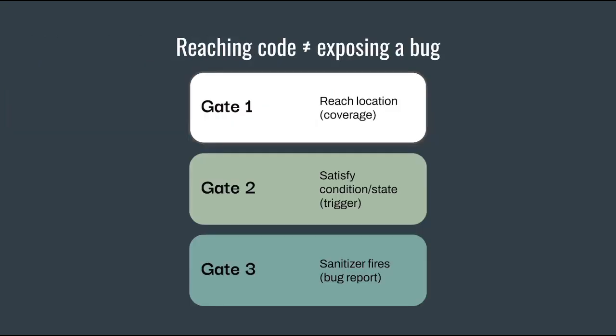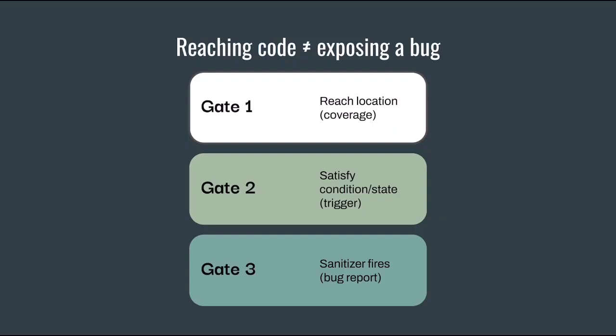So why can coverage correlate strongly with bugs overall, but still fail to pick the right winner often enough to matter? The paper's explanation is basically that coverage measures reach, but bug discovery requires exposure. Reaching a code location is not the same as triggering the fault condition. So think of fuzzing as a pipeline with three gates.